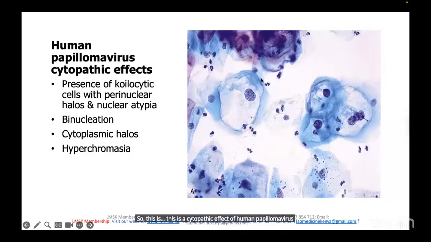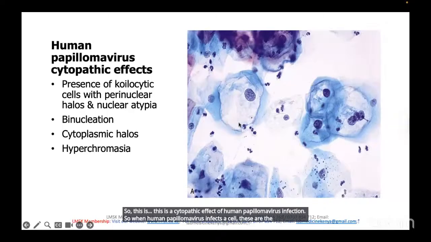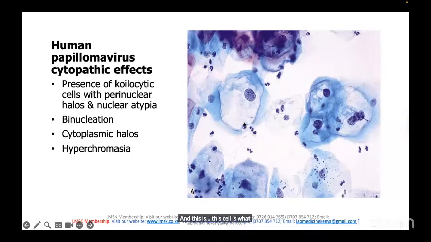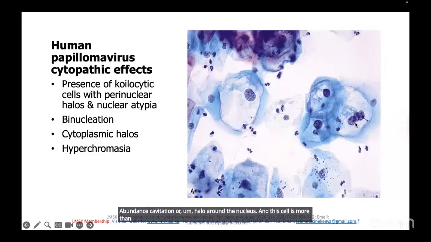So when human papillomavirus infects a cell, these are the things that it will cause. And this cell is what we call a koilocyte. So there is a lot of abundant cavitation or halo around the nucleus, and this cell has more than one nucleus, so we have binucleation.